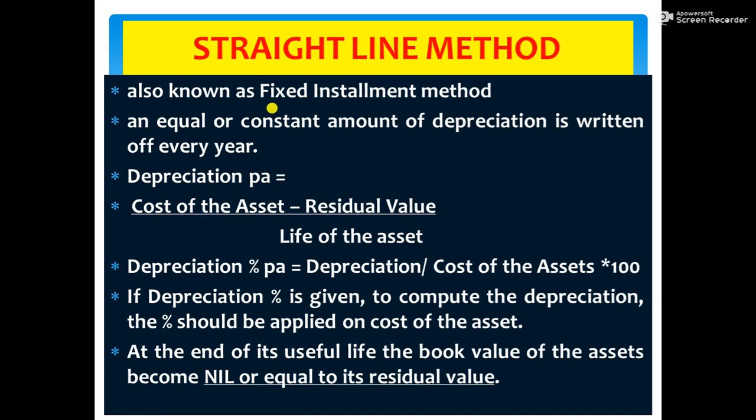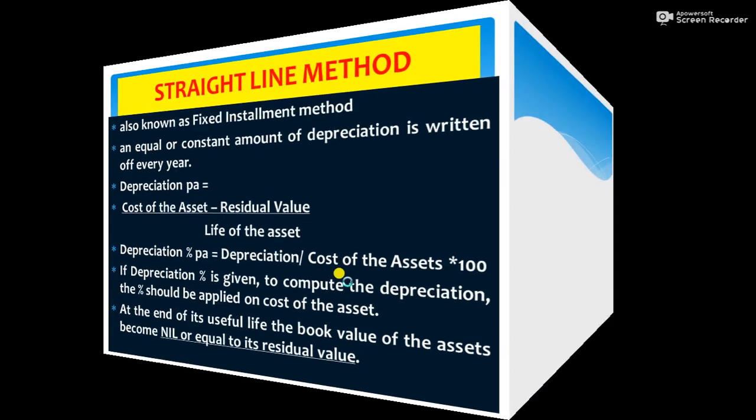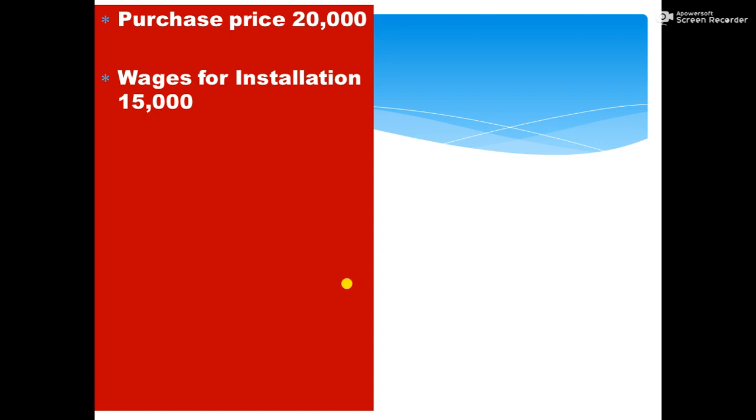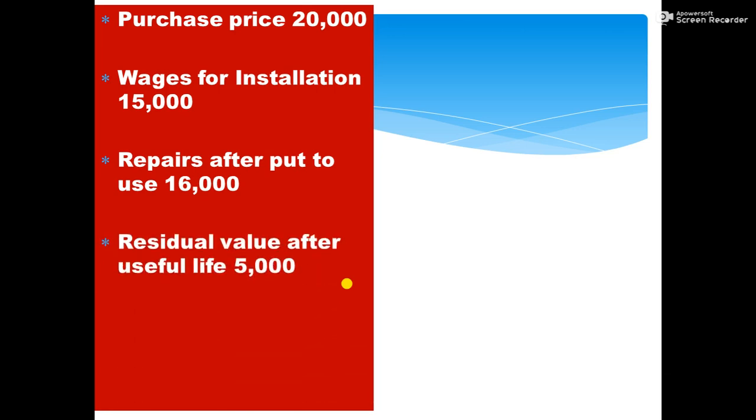You will see a question. The purchase price, the acquisition price of an asset, is rupees 20,000. Wages for installation rupees 15,000. Repairs after the asset is put to use 16,000. Residual value of the asset after its useful life 5,000. Useful life of the asset is 5 years. Compute the book value of the asset after 4 years of life.